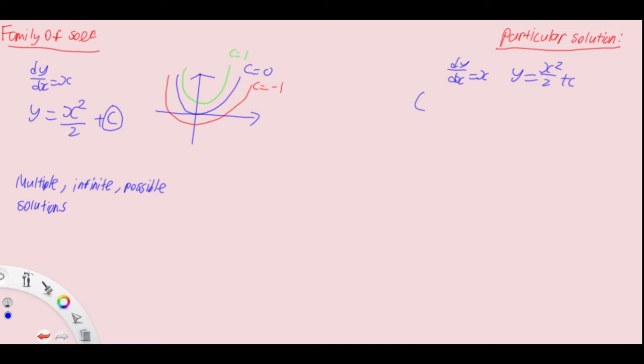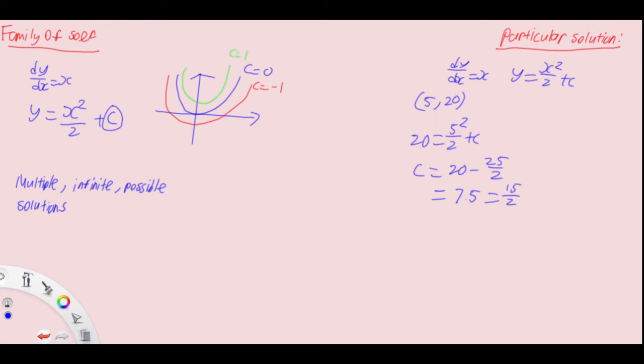They tell you that the original graph passes through the point, let's say (5, 20). So x equals 5, y equals 20. So with this information, you're able to find the value of c, because you can just sub in y equals 20 and x equals 5 to give you 20 equals 25 over 2 plus c. c is therefore just 20 minus 25 over 2. So basically 40 over 2 minus 25 over 2 to give you 15 over 2, which is also 7.5.